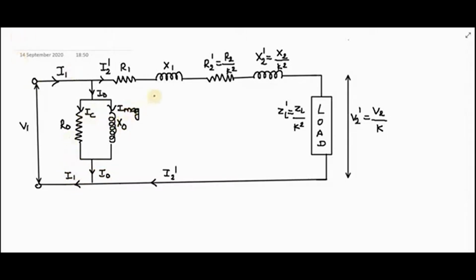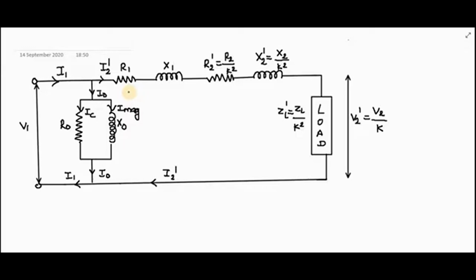So what we have done in this circuit is we have shifted this shunt branch to the input side. If I am shifting this shunt branch to the input side, what happens? It will introduce a small error, and that error we have to neglect. What type of error? We have to neglect the drop in the primary leakage impedance, which is caused by the no load current, because this no load current is also flowing through R1 and X1. Now that drop we have eliminated. So it will introduce a small error, and that error we have to neglect.